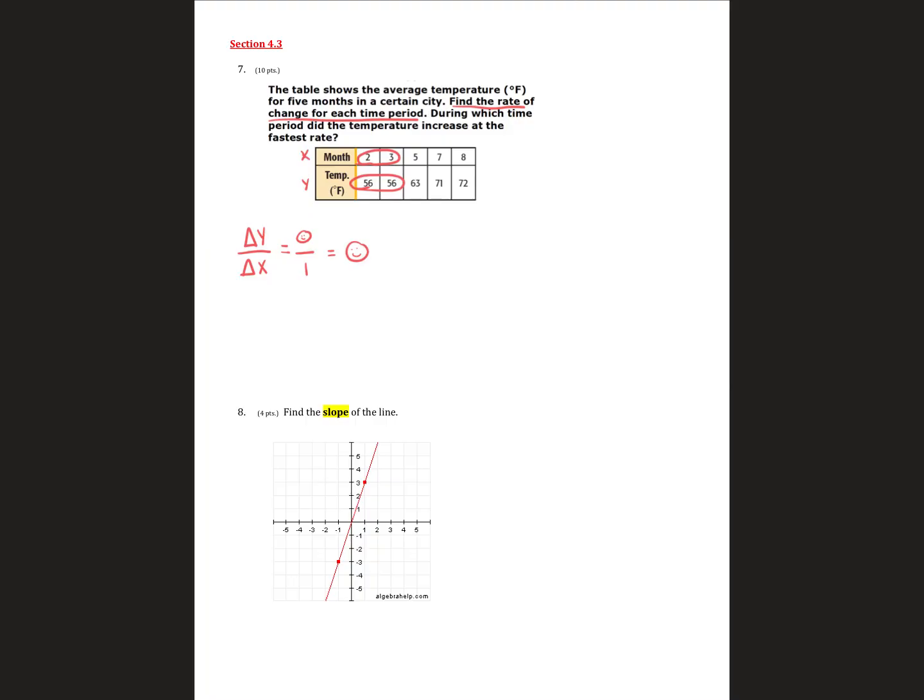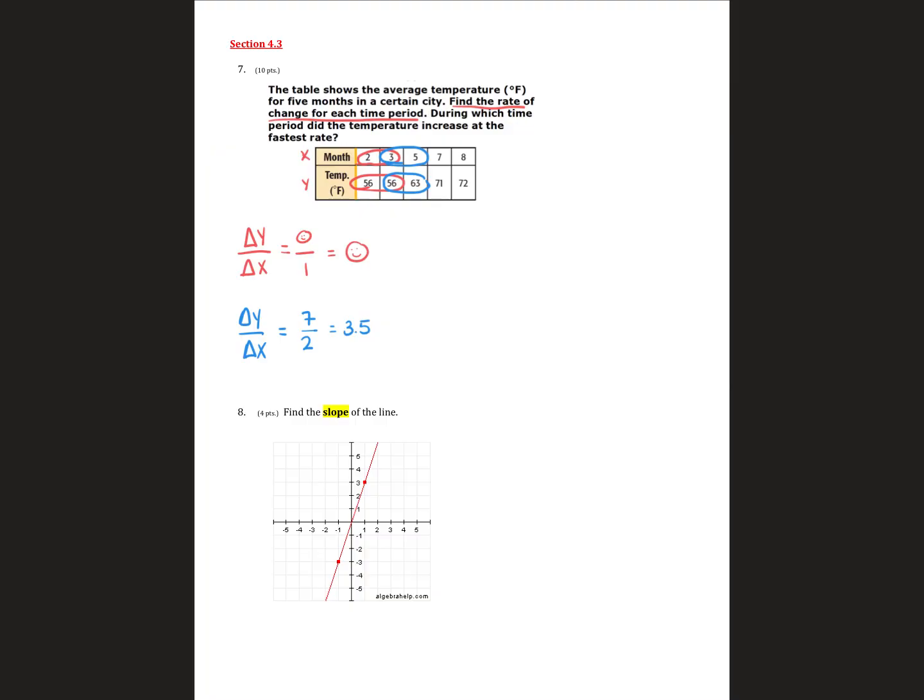Change your color. Go to the next interval. We're going to do it again. Change in y over change in x. You end up getting 7 for the change in y from 56 to 63. And from 3 to 5, it's 2. If you want that in decimal form, you can. It's 3.5 or 7 over 2 is fine.